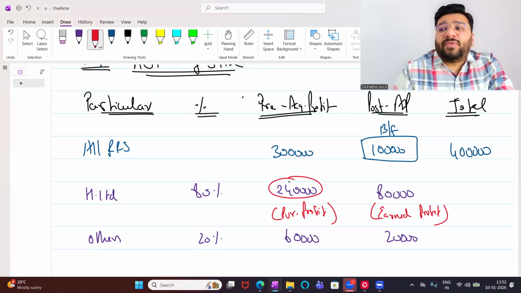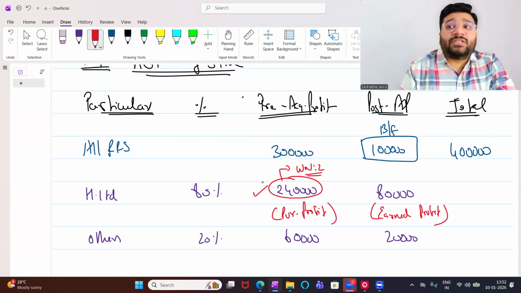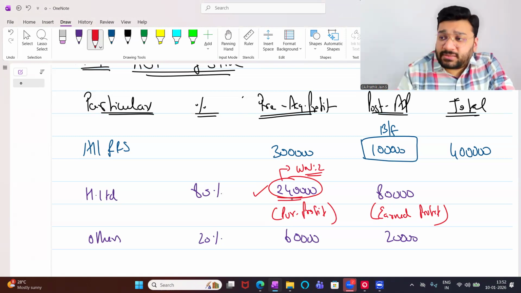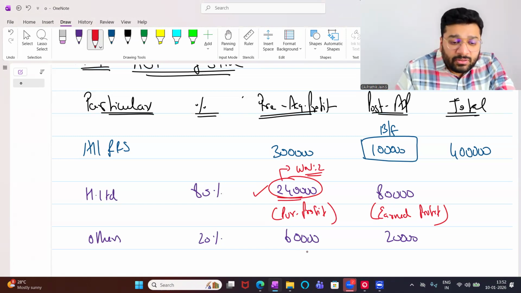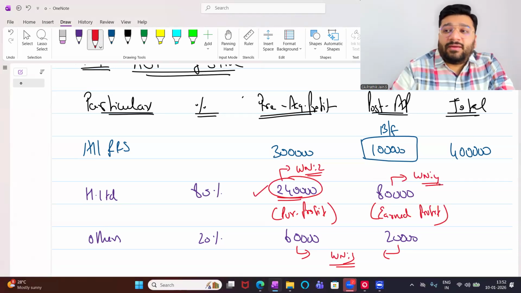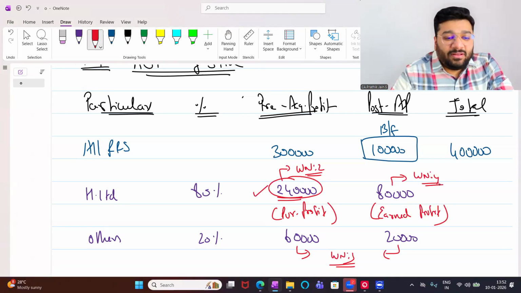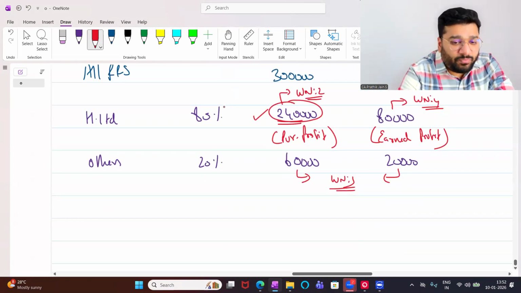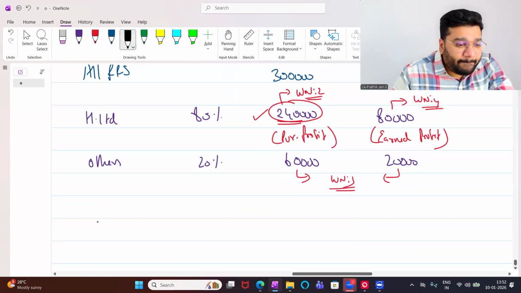This 240 will go in which working note? Working note number 2, calculation of goodwill and capital reserve. Unless I pay this money, I will not be able to get the shares. So I am purchasing this 240 profit to get the shares. This 60,000 and 20,000 will go where? Working note number 3, which is minority interest. This 80,000 will go where? In working note number 4. Comfortable, not comfortable? Super.